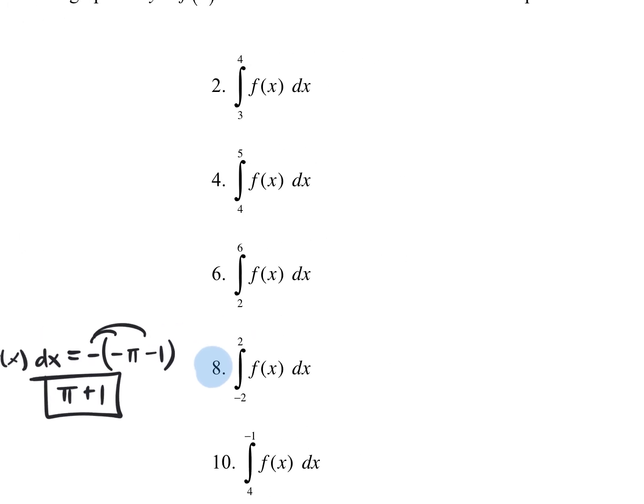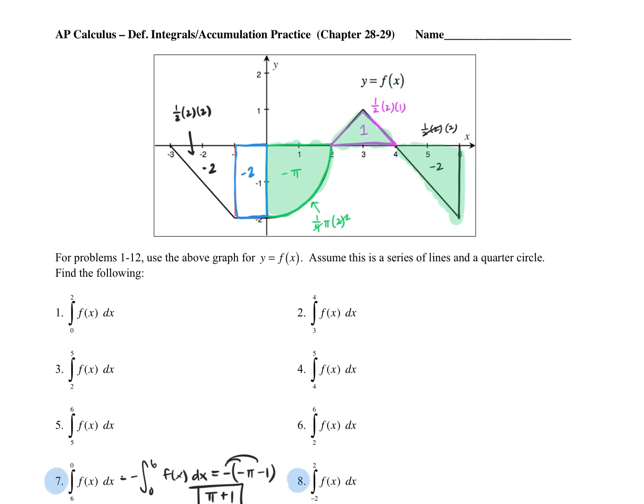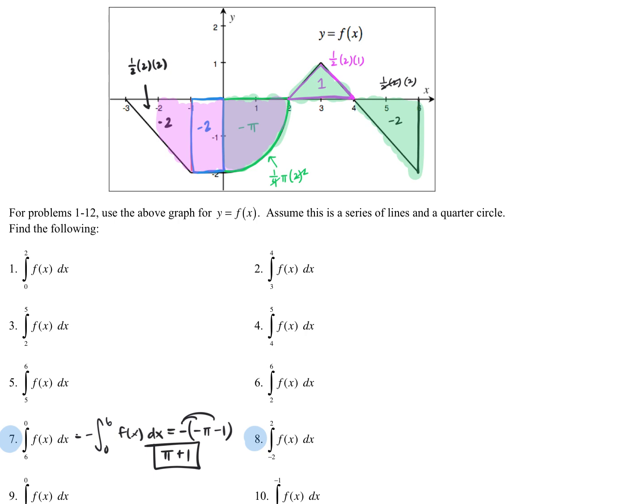Okay, number 8 was also another question that we had. So we're going from -2 to 2 of our function. So if I go back up here and look at my graph, I am looking from -2 all the way to +2. So all of that area down there is going to be negative, and I need to specifically find what this is going to be equal to.